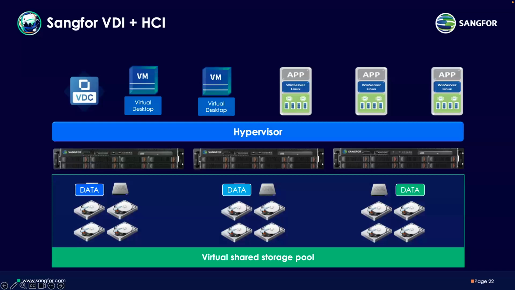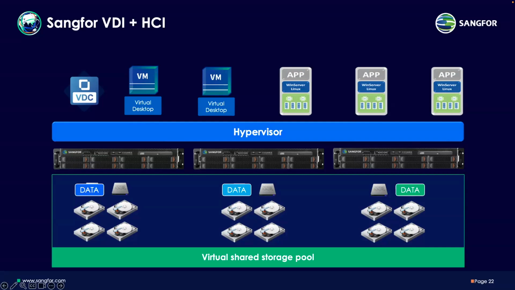Now, where does this VDI that I'm talking about sit? It actually sits on our hyper-converged infrastructure, where we have our own hypervisor, our own virtual storage, and our own virtual networking. All of these components brought together create our hyper-converged infrastructure, and VDI sits on top of this layer, right?